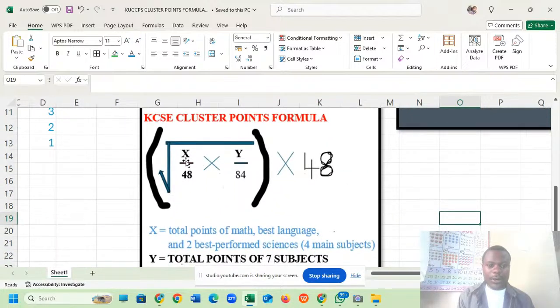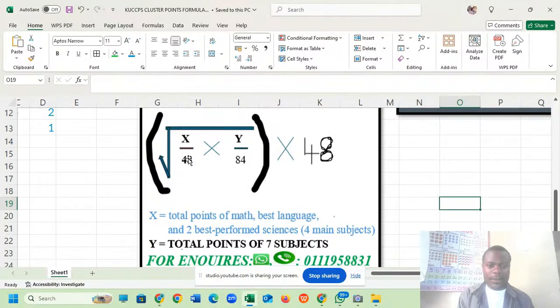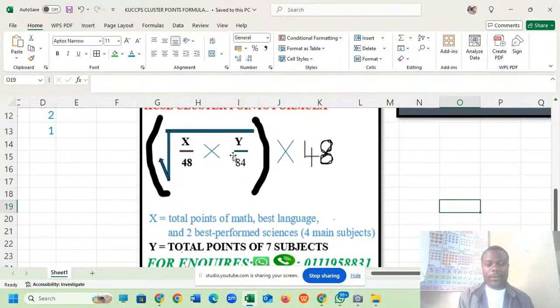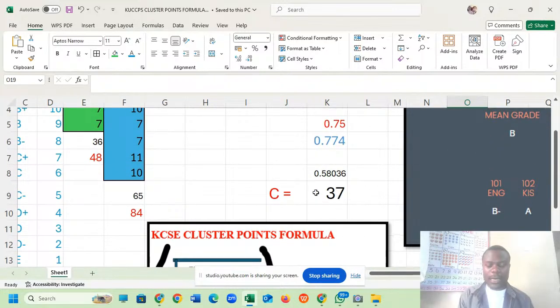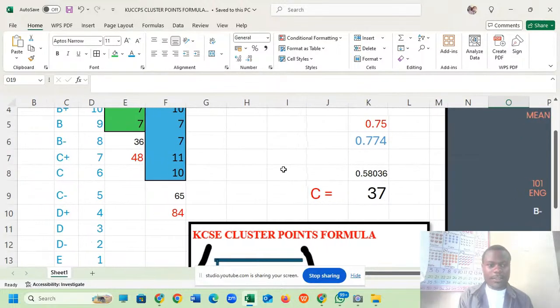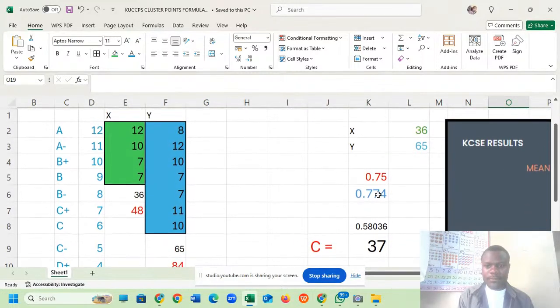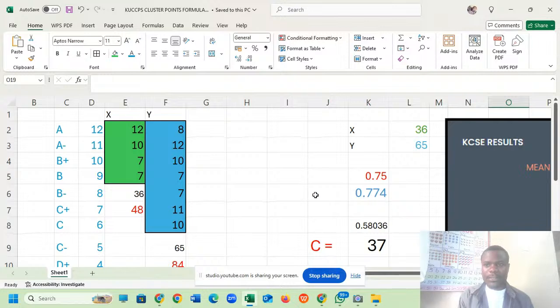So in our formula, we shall have 36 out of 48 times 65 out of 84. Then square root of them. After you get the answer, you multiply by 48, of which our answer will be 37. Though I'm using Excel, so Excel is generating the answer automatically. I had created the formula. So the cluster point C here is equivalent to 37. So that's how the calculation is done.